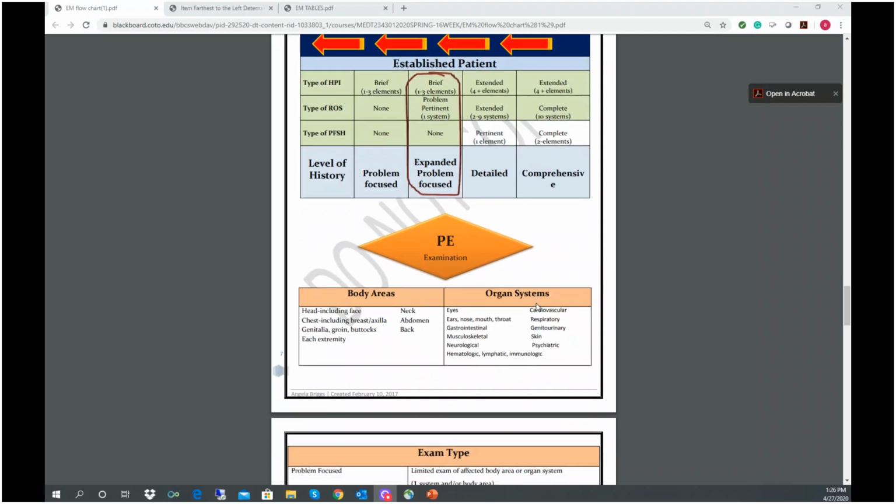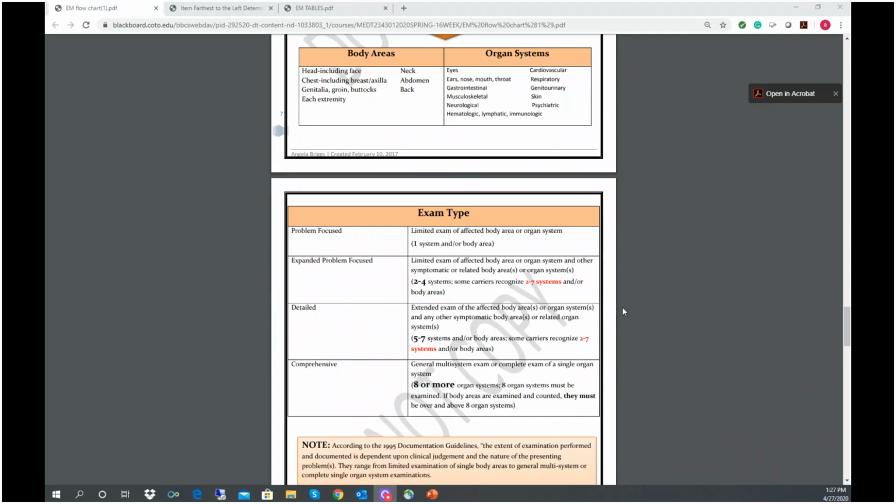PE, our exam, is either done in body areas or organ systems. Body areas are the head including face, neck, chest including breast and axilla, abdomen, genitalia, groin, buttocks, back, and each extremity. Then organ systems: eyes, ears, nose, mouth, and throat, gastrointestinal, musculoskeletal, neurological, hematologic, lymphatic, and immunologic, cardiovascular, respiratory, genitourinary, skin, and psychiatric. This is going to be what is objective.